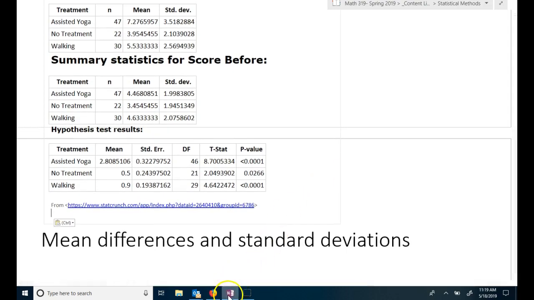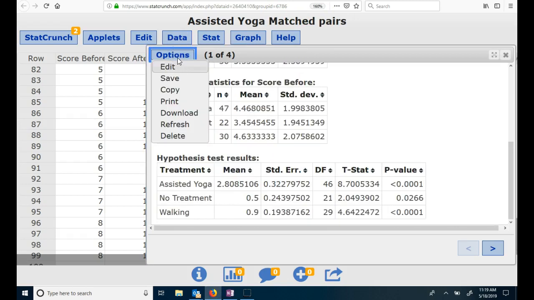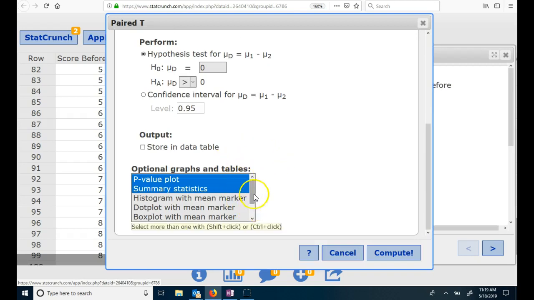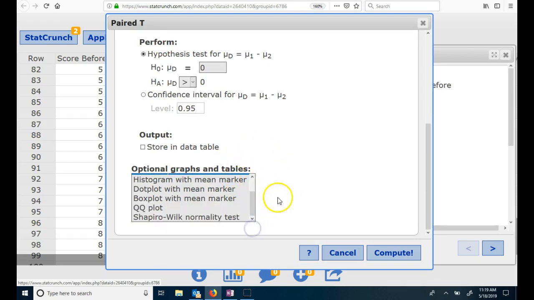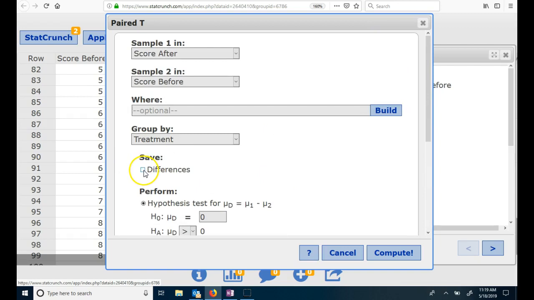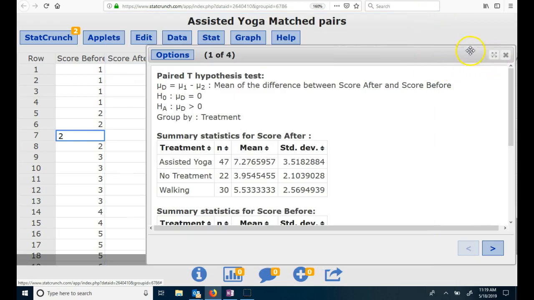Now I'm going to show you a couple of things here before we go into that too deeply. One of the things that I can do in my options, I'm going to go to edit, is I can in fact save my differences. And so what the differences are, we'll show you in just a second. All right, so there we are. There's our values for that.